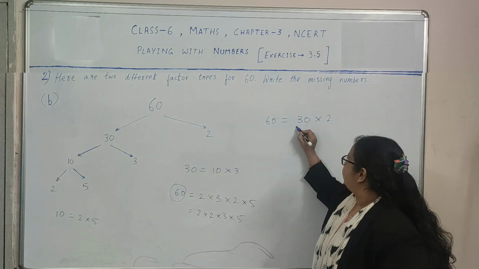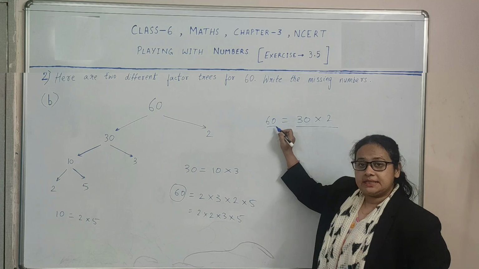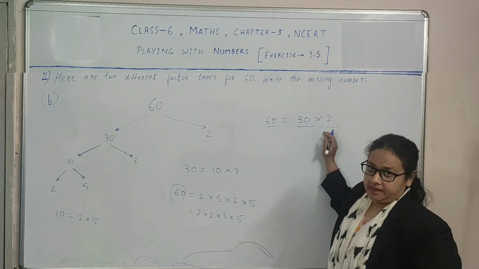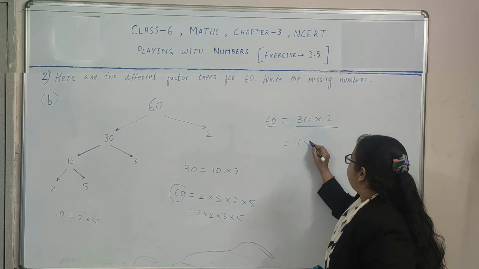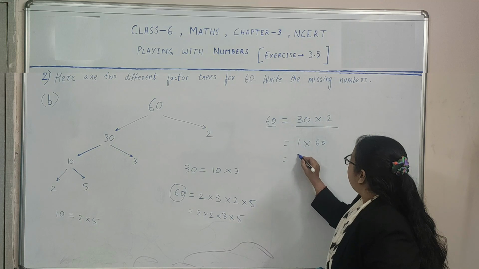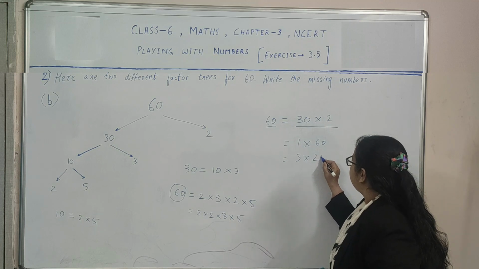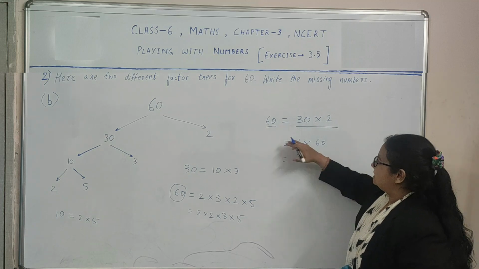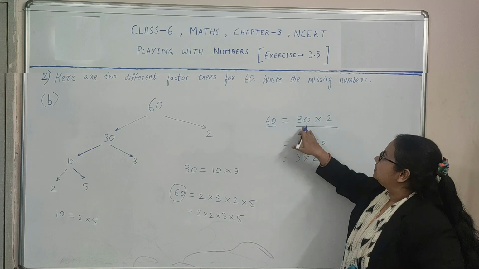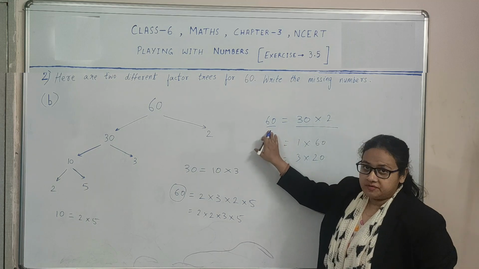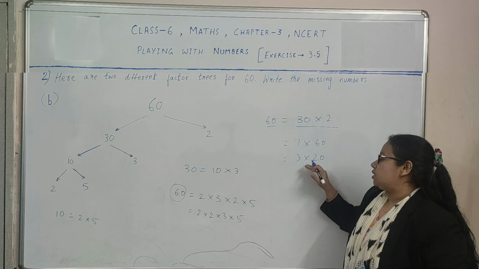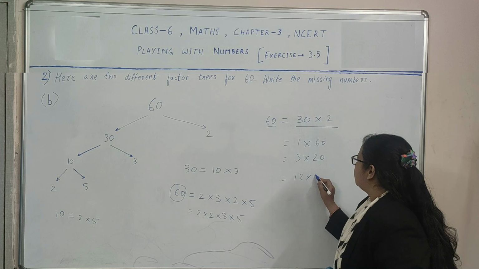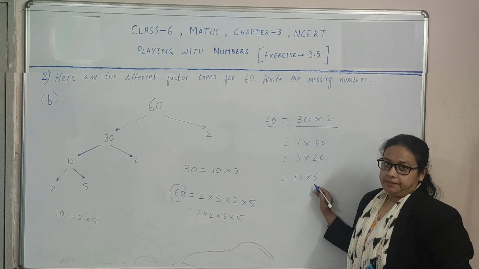So we can have any factor pair of numbers. We can start with any factor pair, because 60 will have so many factor pairs. 30 into 2, 1 multiplied by 60, okay, and 3 multiplied by 20. So these all are the factor pairs of 60. This pair 1 and 60 is one of the factor pairs of 60. 30 and 2 is also one of the factor pairs of 60. 3 multiplied by 20 is also one of the factor pairs of 60. The other will be what? 12 5s are 60. Okay, so this is also one factor pair.